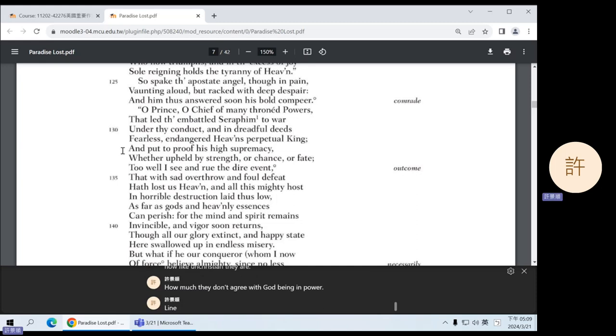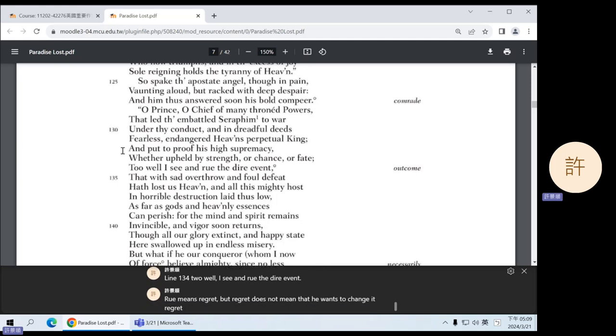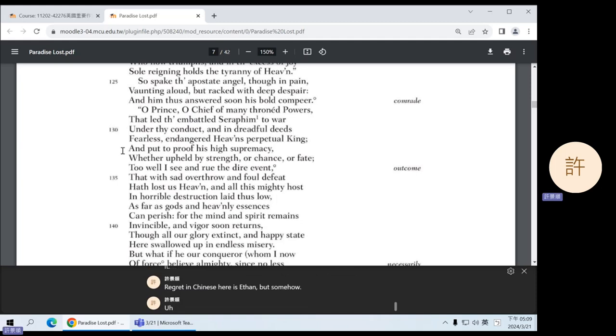Line 134. Too well I see and rue the dire event. Rue means regret. But regret does not mean that he wants to change it. Regret in Chinese here is 遗憾, 不是后悔. Event on the right, it says outcome. So he doesn't rue the war, he rues the fact that they lost the war.